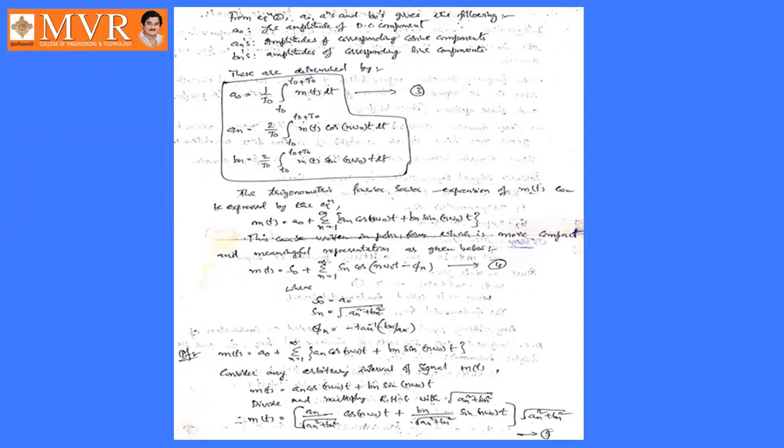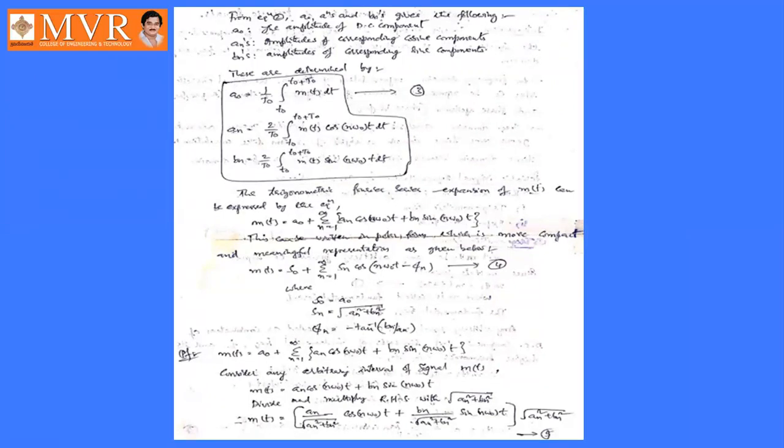Okay, these are determined by using the formulas: a naught equal to 1 by T naught into integral T naught to T naught plus capital T naught of m of t dt, whereas an equal to 2 by T naught into integral T naught to T naught plus T naught of m of t into cos n omega naught t dt. Similarly, bn equal to 2 by T naught into integral T naught to T naught plus T naught of m of t sin n omega naught t dt.